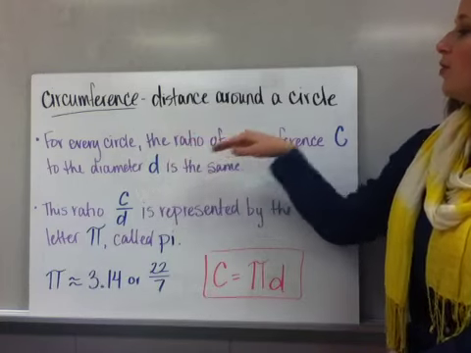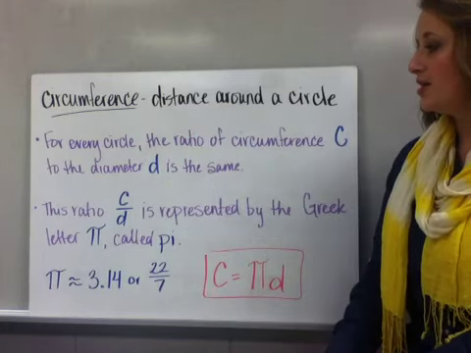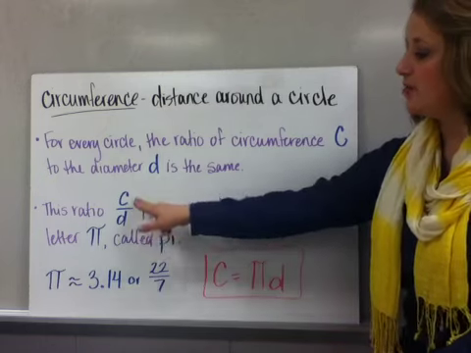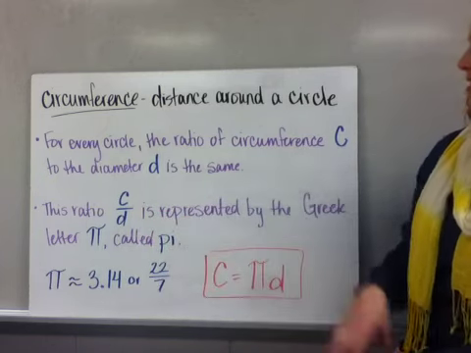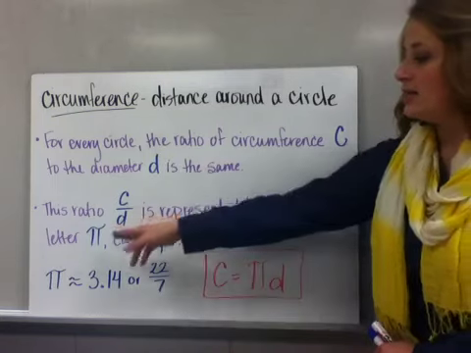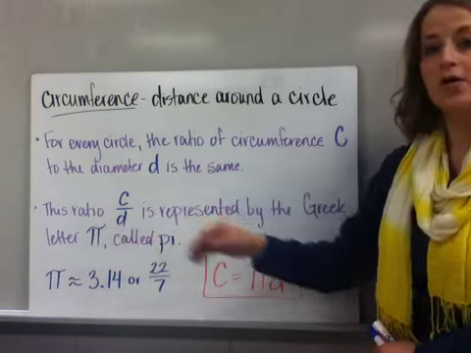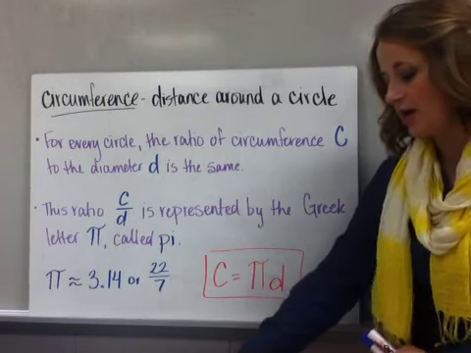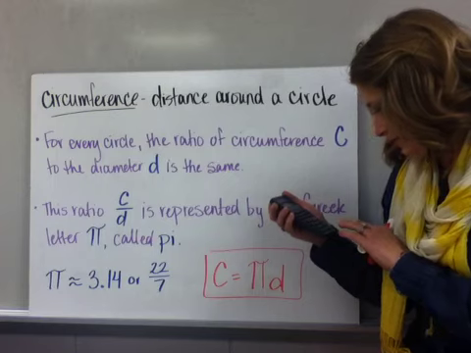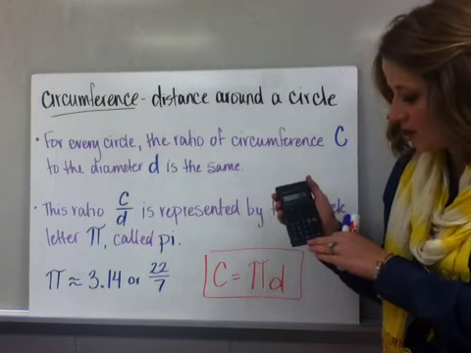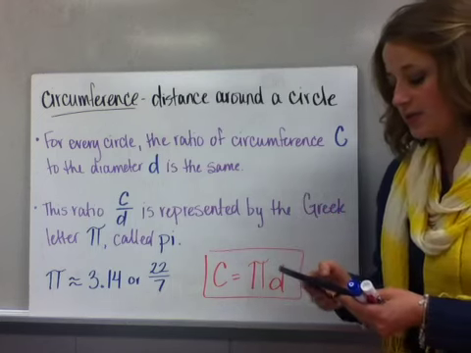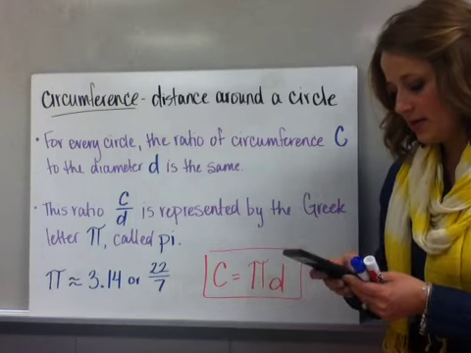For every circle, the ratio of the circumference to the diameter is the same. So this ratio, C over D, is represented by the Greek letter pi. It's two parallel lines with kind of a squiggle on top. You'll find it on your calculator if you're using my calculators. It is the secondary function above the exponent. That gives you the exact representation of pi.